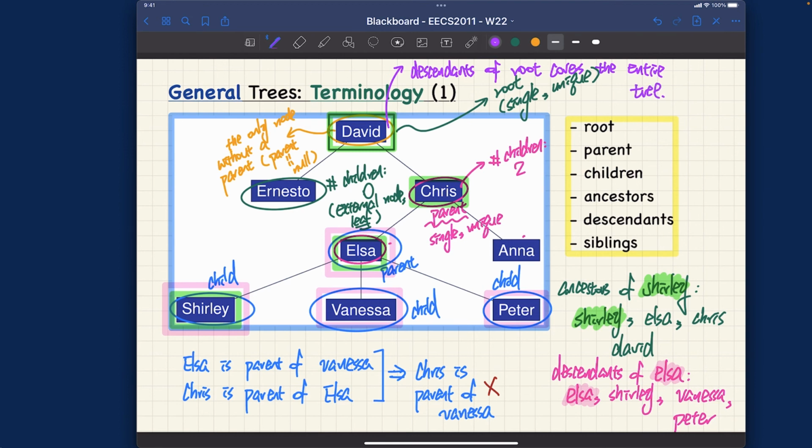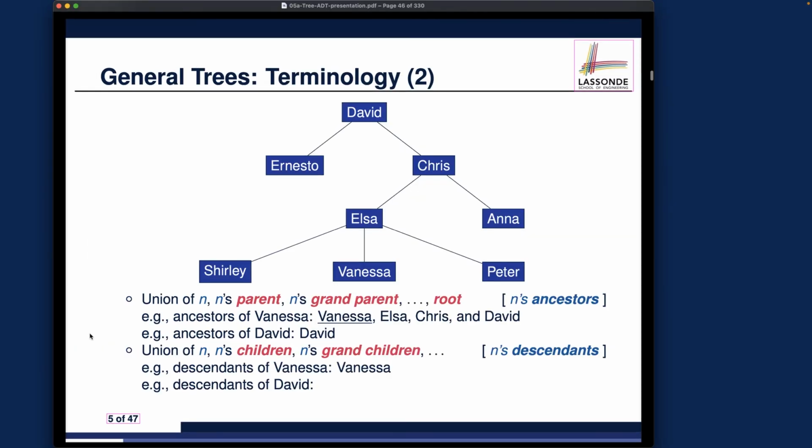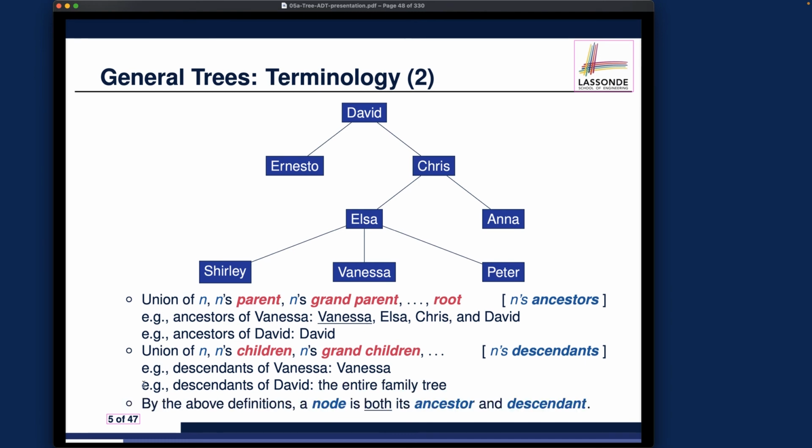All right, let's now move back. All right, so that's the remark I just mentioned before. By definition, a node is both its ancestor and descendant at the same time. Just don't forget, right? If you were asked to include the ancestors for a particular node, it definitely should include itself. Also similarly for descendants. Let's move on.